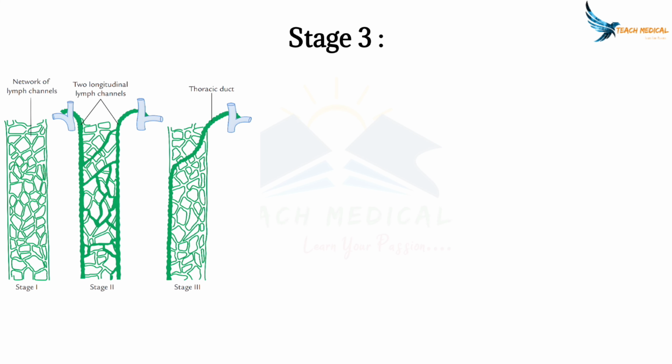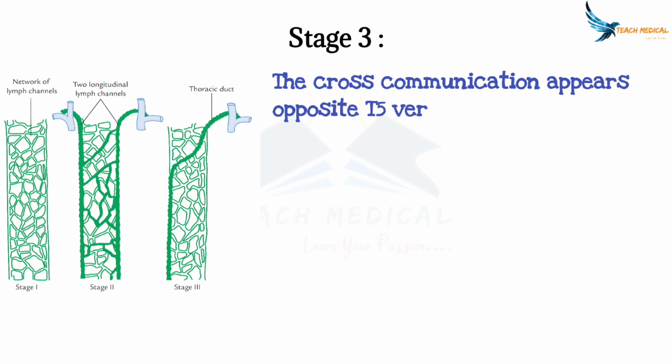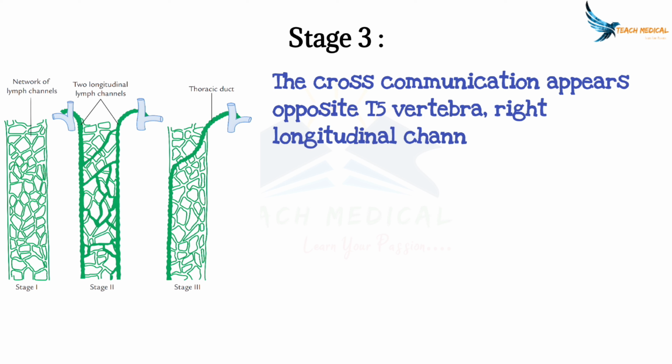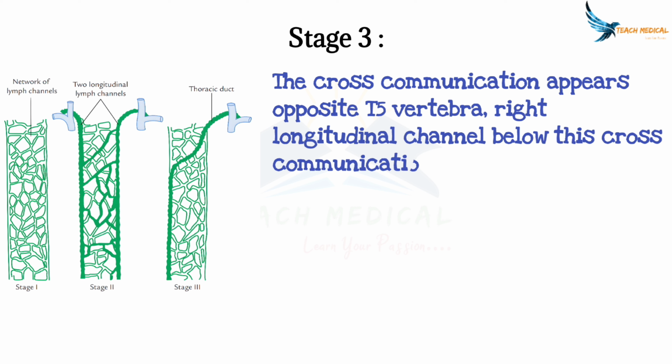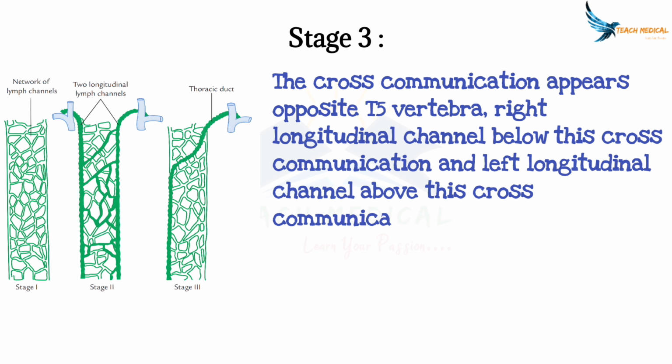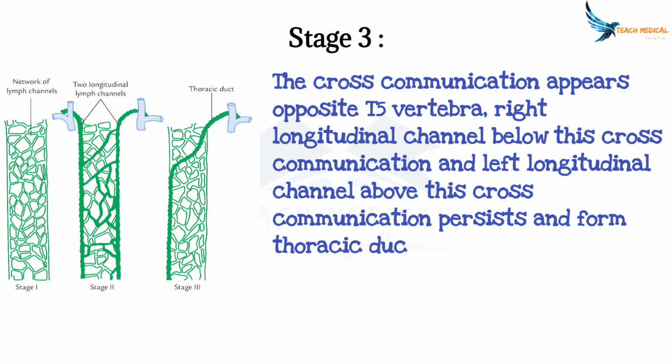Stage 3. In this stage, the cross-communication appears opposite the T5 vertebra, right longitudinal channel below this cross-communication, and left longitudinal channel above this cross-communication persists, and form the thoracic duct. All the other parts disappear.